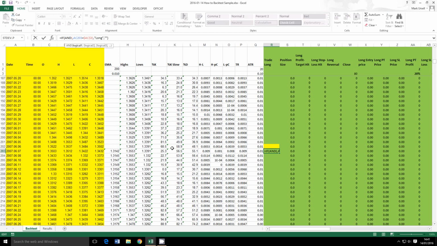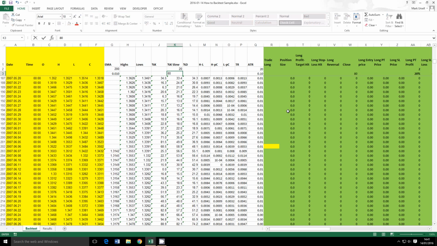I'm going to do that by close greater than the EMA. So we're saying that whenever the close is greater than the EMA, the trade direction is always going to be long. Now the next thing I'm going to do is use this stochastic oscillator.